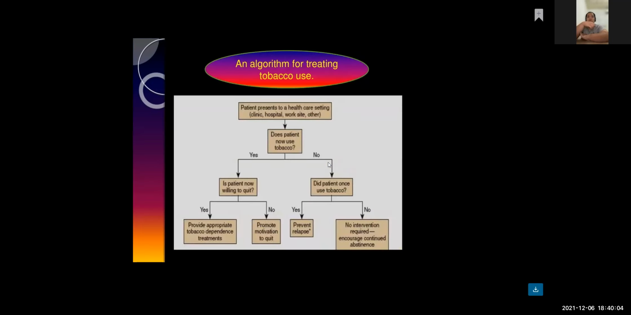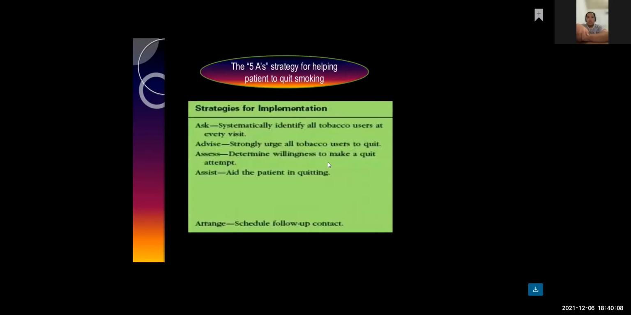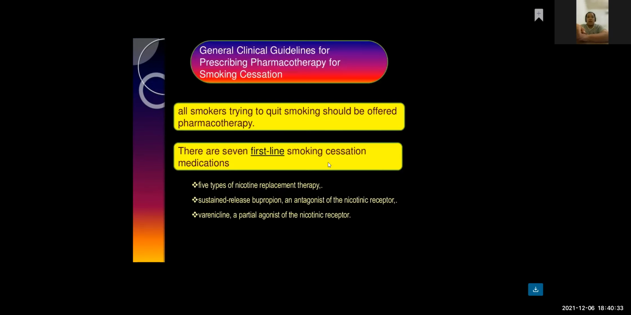An algorithm for treating tobacco use. Strategies for implementation: ask, advise, assess, assist, and arrange. Ask: systematically identify all tobacco users at every visit. Advise: strongly urge all tobacco users to quit. Assess: determine willingness to make a quit attempt. Assist: aid the patients in quitting. Arrange: schedule follow-up contact.